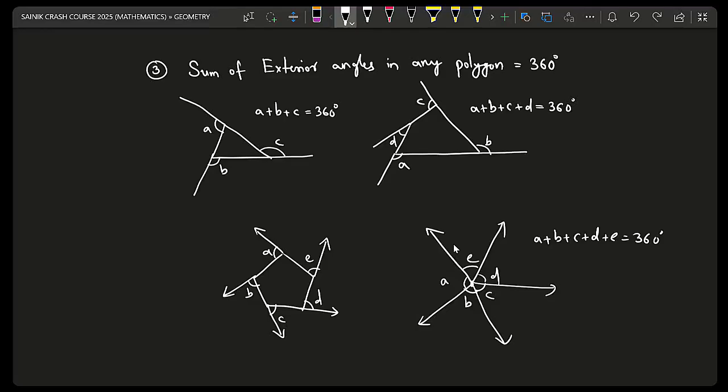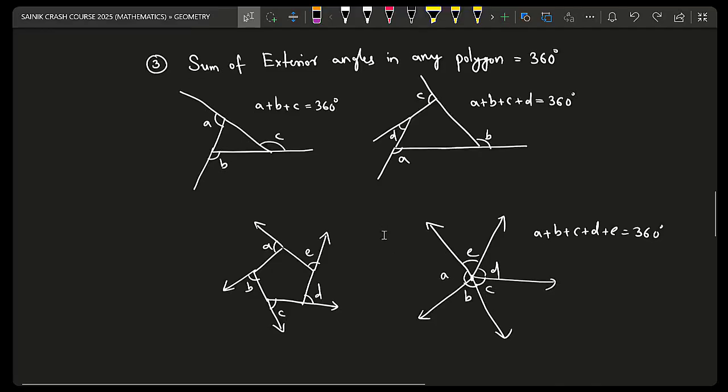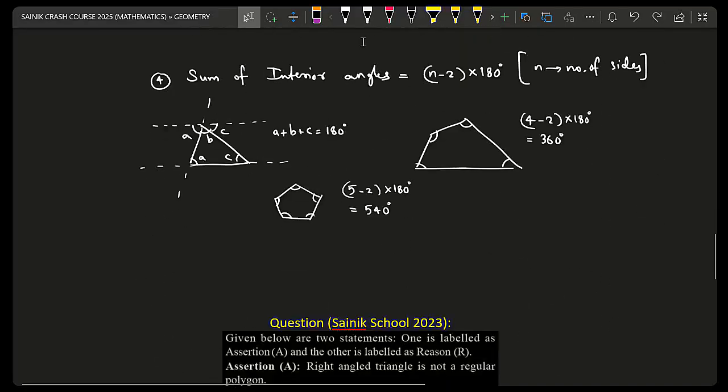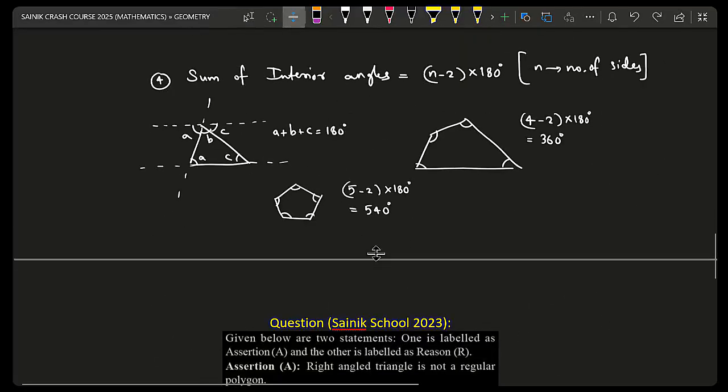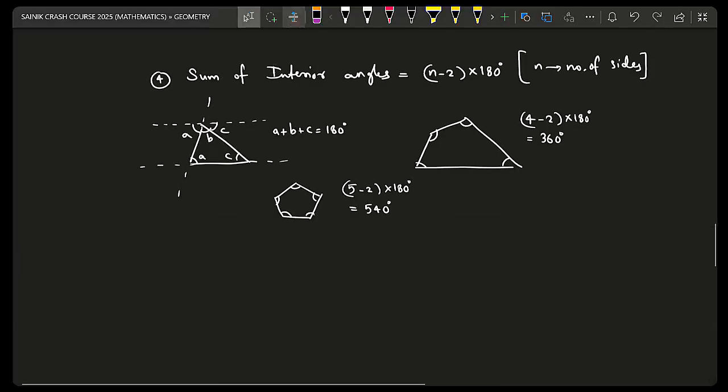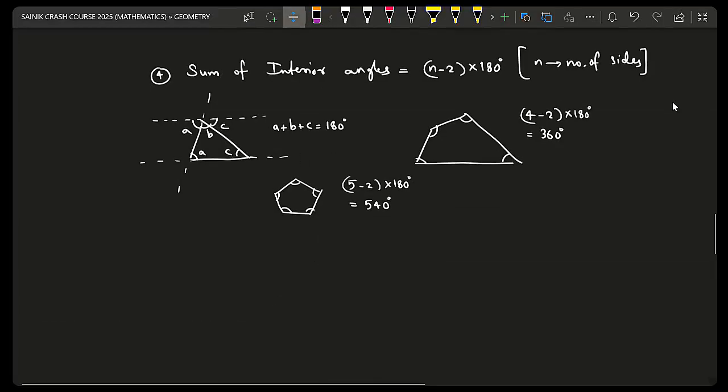No problem. We can even discuss that proof if you understand. Okay, no problem. I'm going to discuss. Okay, everybody listen to the proof of the interior angles sum also. Okay, let's take a pentagon only. Not only pentagon, you can take anything.